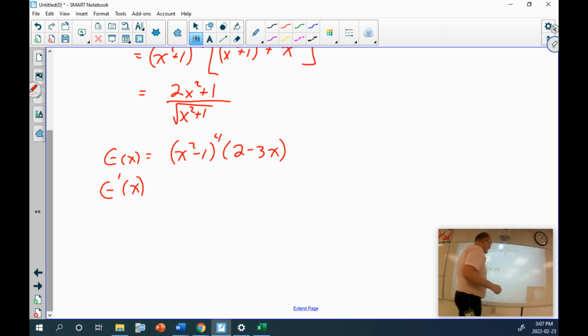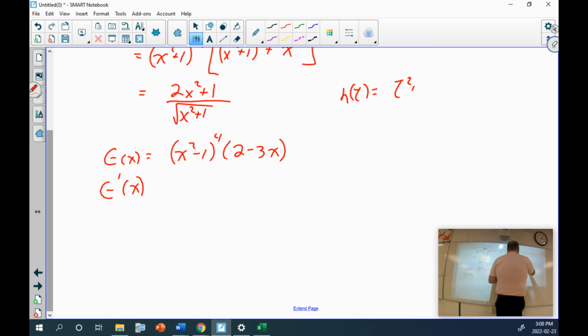I think I'll stop the recording now because you're tired of listening to me. Actually, maybe one more. I'll do one more and then I'll give you some practice and we'll spend some time on this tomorrow to practice. We'll do this one. H of t is equal to t squared plus 1 to the 10th over t plus 1. Or that'll be t squared plus 1 over t plus 1 to the 10th.